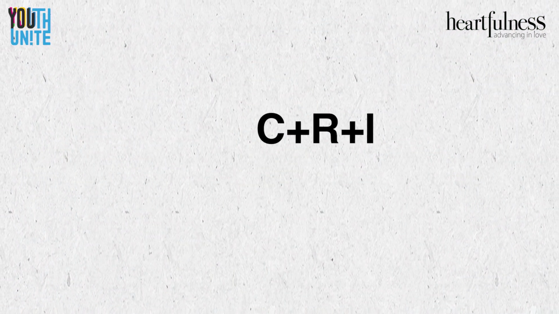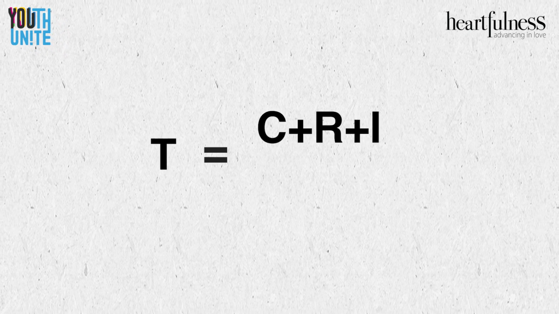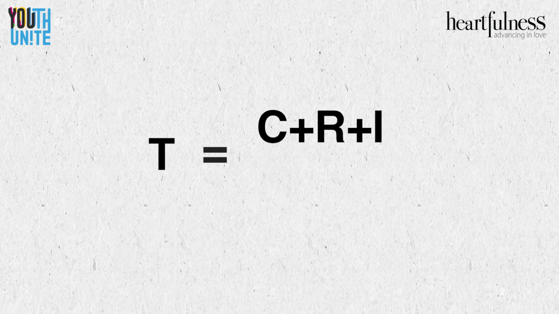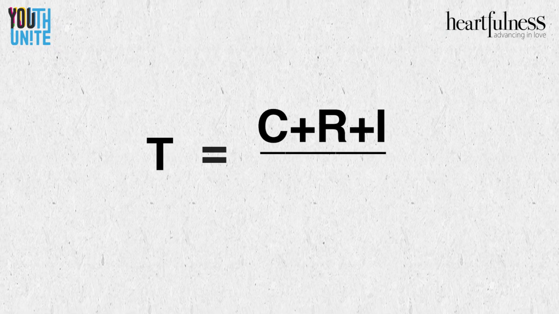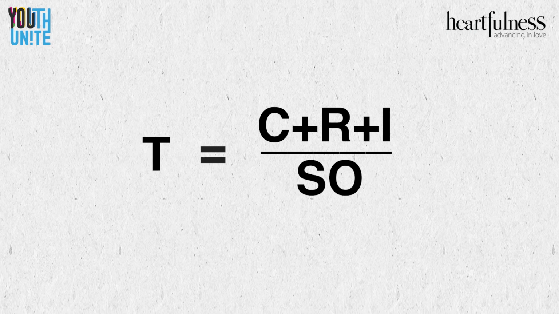It has a numerator and a denominator. So the numerator stands as C plus R plus I. So basically it's trust equal to numerator, C plus R plus I. And then you put the denominator, which is SO. So you'll get C, R, I, and below you'll get SO. So it's also famous, called the CRISO formula, C-R-I-S-O. If you Google it, you will find it all coming up.